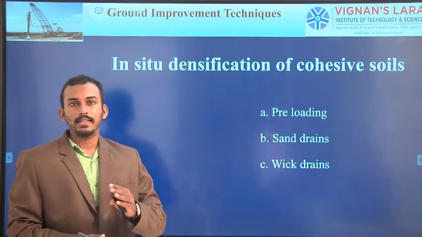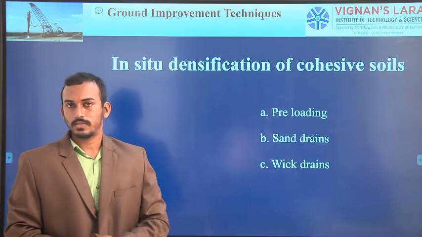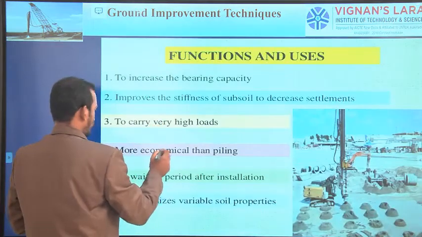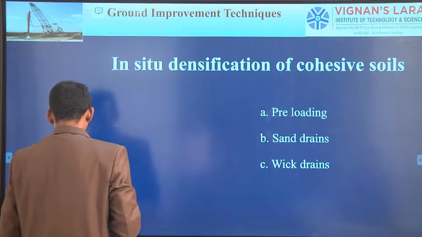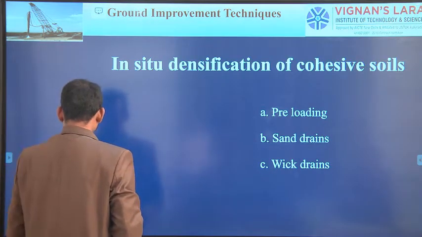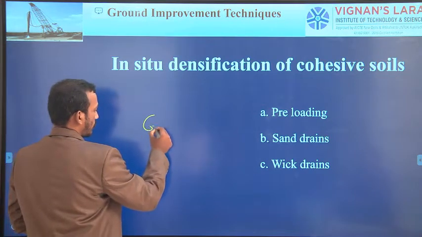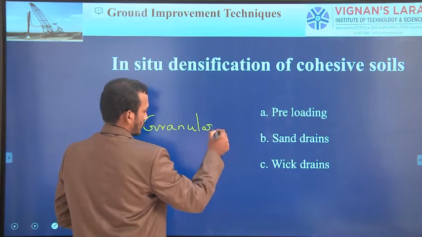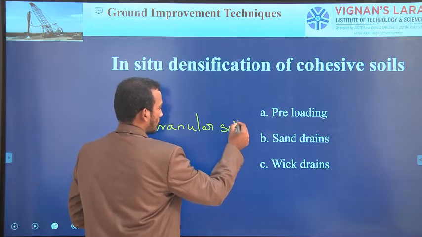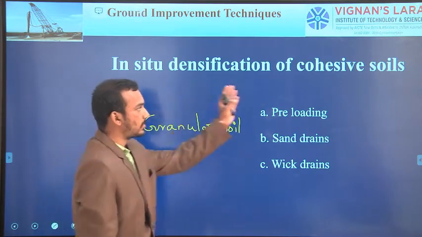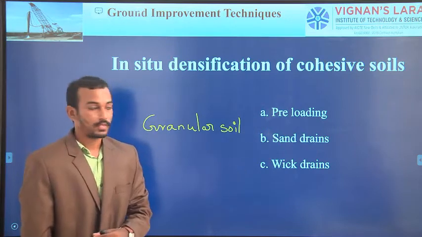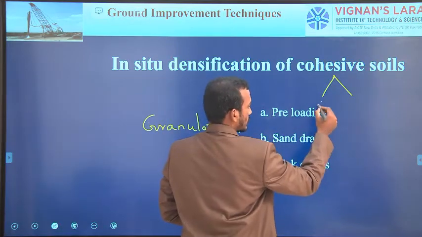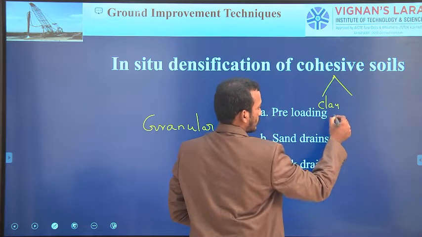So until the last class we have completed half of the syllabus, that is in situ densification of granular soils. Up to the previous class we have completed the densification of granular soils. From today onwards we are going to discuss in situ densification of cohesive soils. So what is the example for cohesive soils? The best cohesive soils are clay and silt.